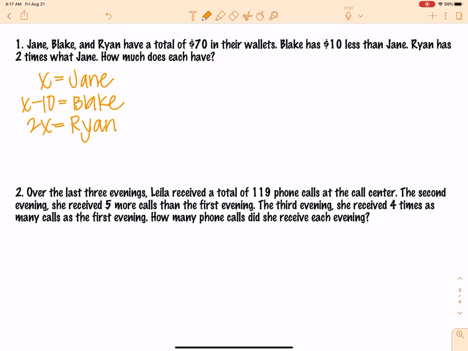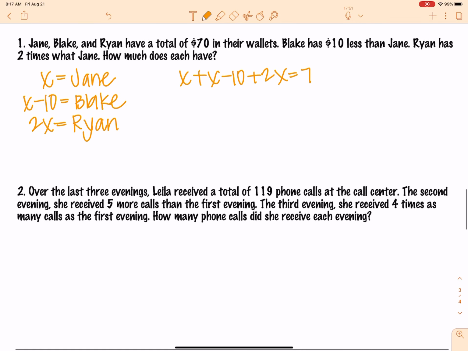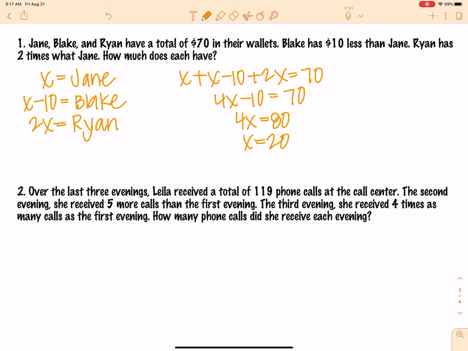All right, so in total they have $70. So now you're just going to add all of them up. So X plus X minus 10 plus 2X equals 70. So 4X minus 10 equals 70. So X equals 20. And a couple people are going to stop there and say that's your answer.